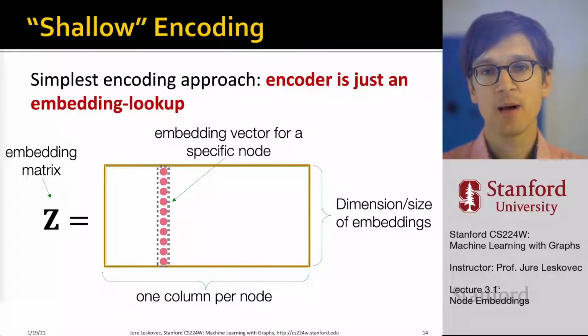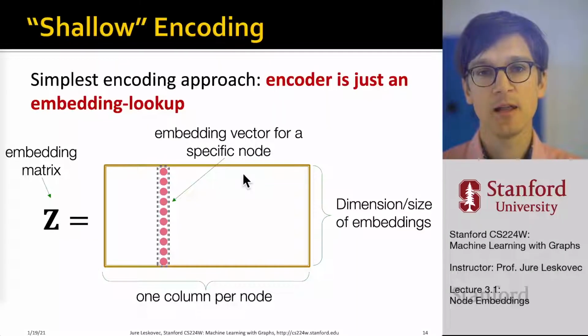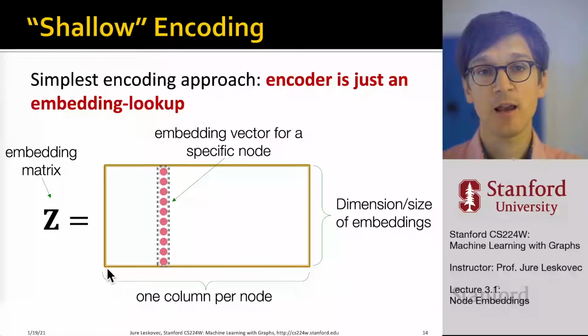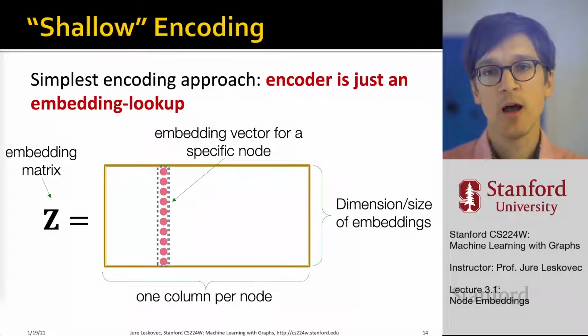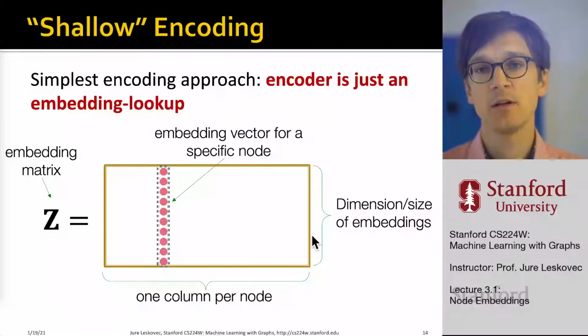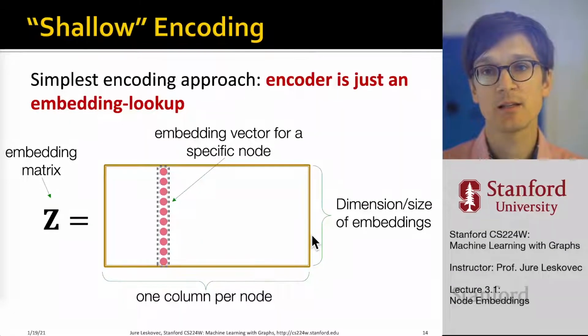Because the number of parameters in this model is basically the number of entries of this matrix, and this matrix gets very large because the size of the matrix depends on the number of nodes in the network. So if you want to do a network over, I don't know, 1 billion nodes, then the dimensionality of this matrix will be 1 billion times, let's say, 1000 embedding dimension, and that's a lot of parameters. So these methods won't necessarily be most scalable.